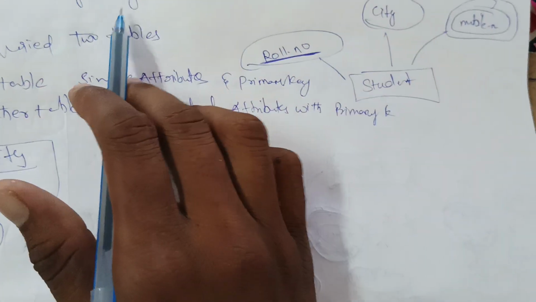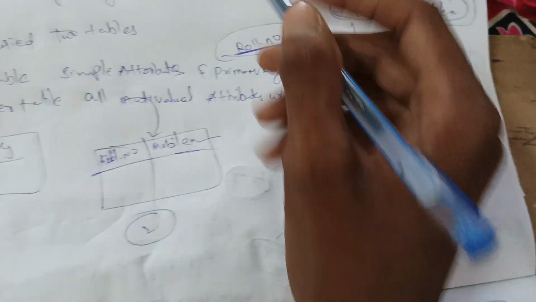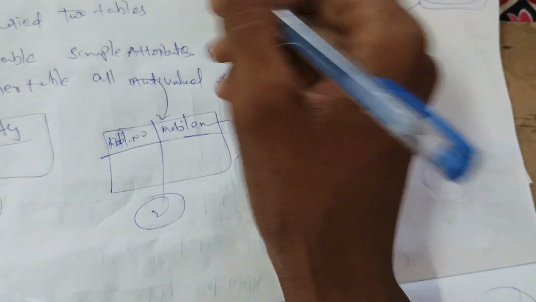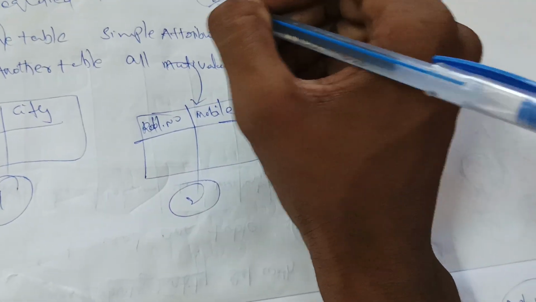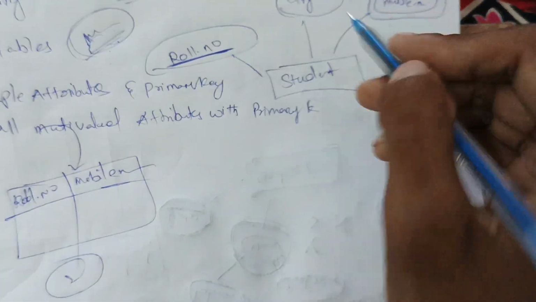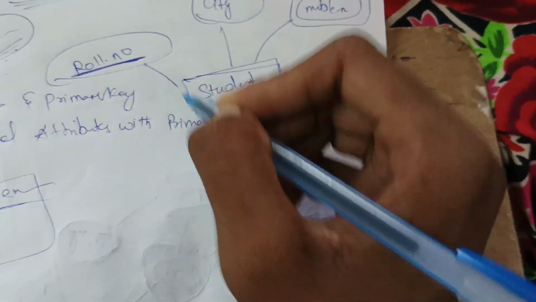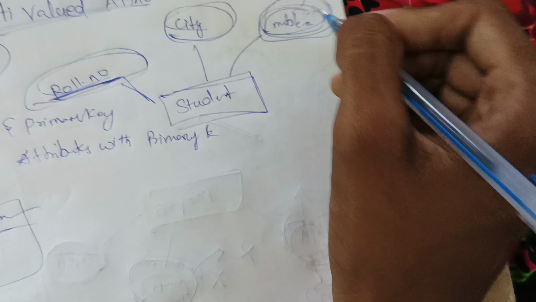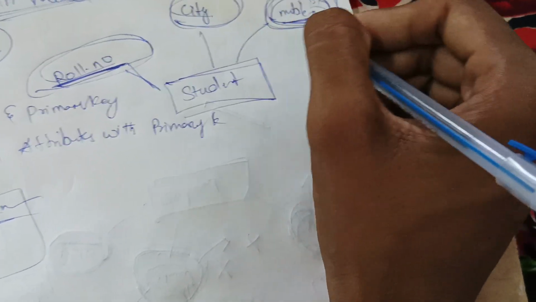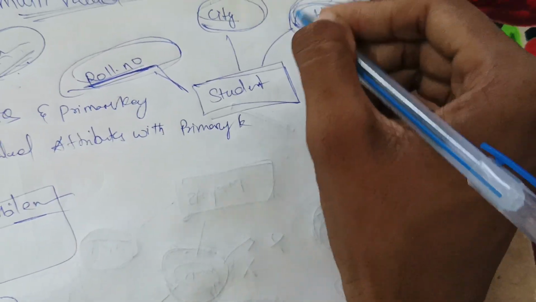Next one is rule number 3, that means strong entity with multi-valued attributes. What are multi-valued attributes? For example, a student has a mobile number. Here a student can have more than one mobile number, so that type of attribute is called a multi-valued attribute. Now check this student table: roll number is the primary key, then city, and next mobile number. Mobile number is a multi-valued attribute, so we have to develop two tables.